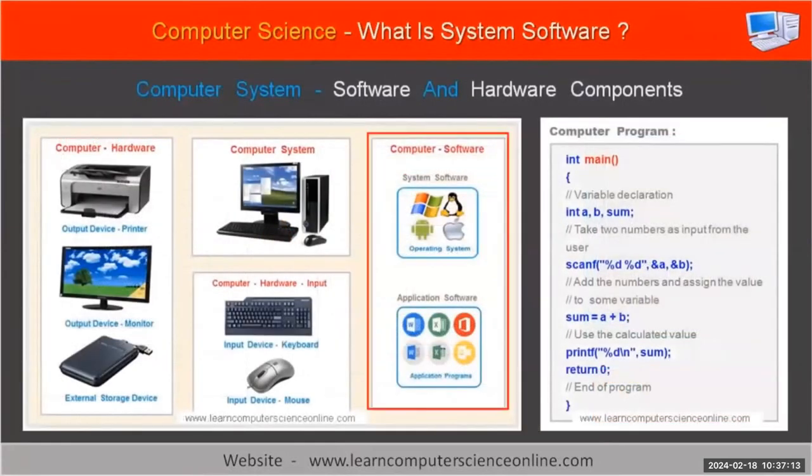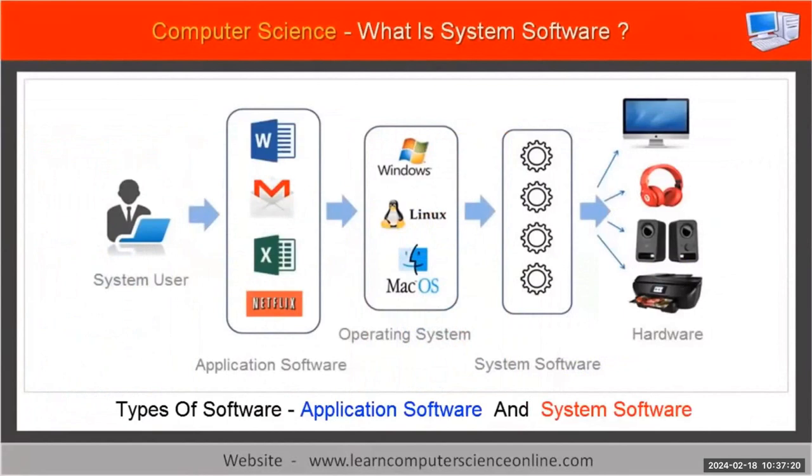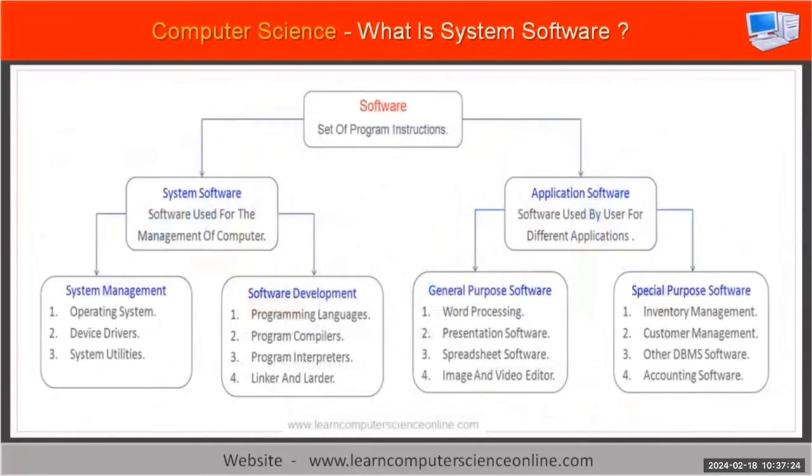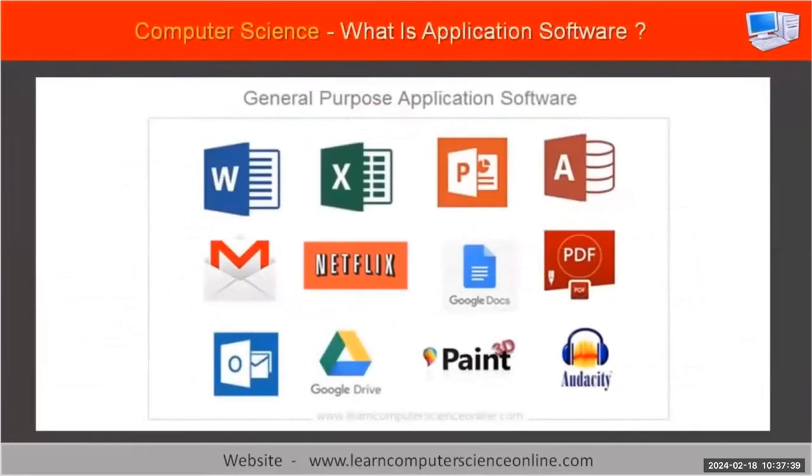Okay, so far we have discussed what is software and why do we need software. Let us now understand different types of software used in the computer system. The computer system essentially needs two types of software. The first type is called the application software, and the second type is called the system software.